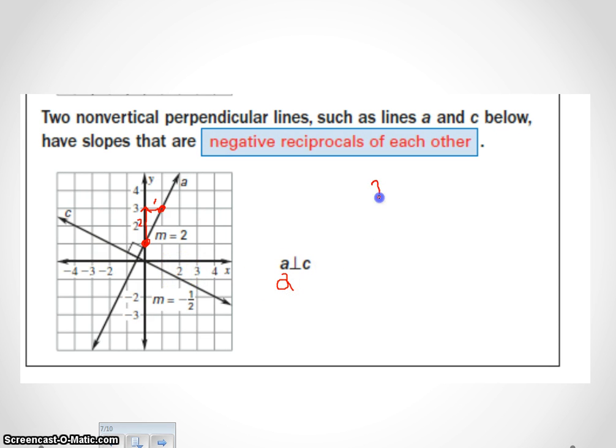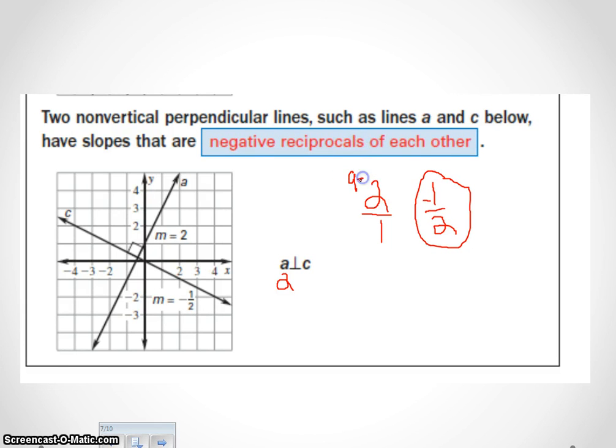The negative reciprocal of 2 is, first make it a reciprocal. Remember, 2 is technically 2 over 1, so the reciprocal would be 1 over 2. What's the negative form of 1/2? Negative 1/2. Let's check line C. My slope for line C then should be negative 1/2.